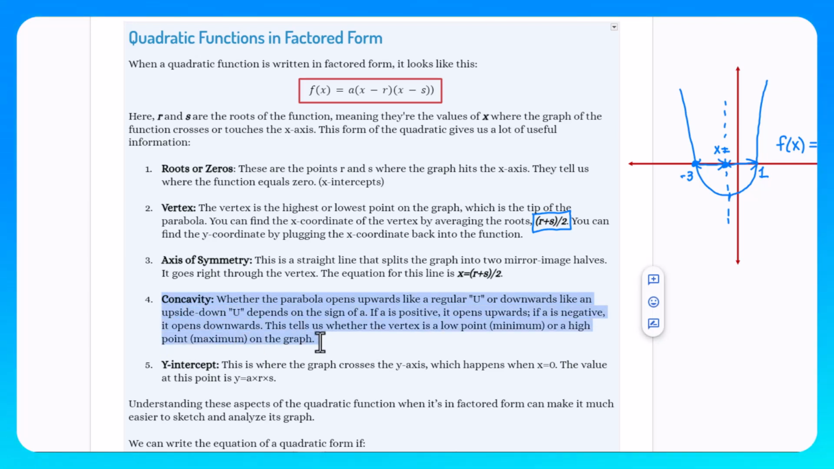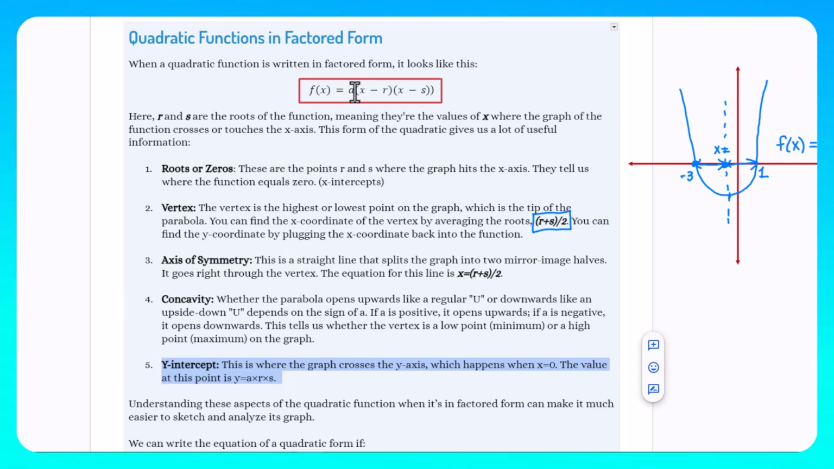Now, the concavity is just like same old, same old. Nothing new to see here. Move along, folks. If A is greater than 0, it opens up, and if A is less than 0, it opens down. Nothing new here. The y-intercept is a little bit new. We can't inspect it like we can in standard form, but we can do a quick calculation. In this particular one, A times R times S will give us the y-intercept.